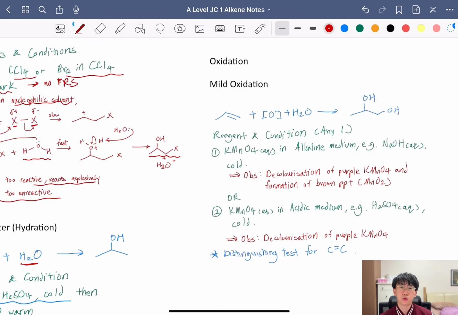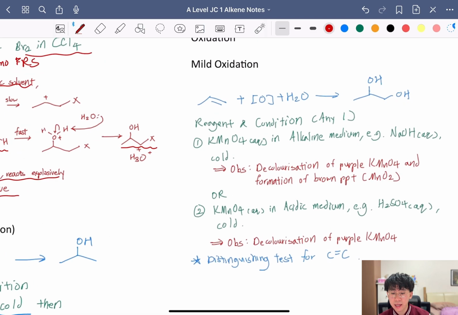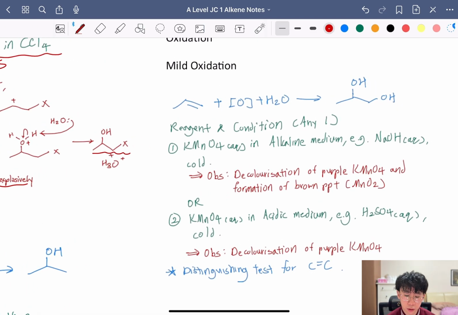Now moving on to other reactions that alkenes can go through. Alkenes can also go through oxidation. So a very popularly asked one is mild oxidation, where your alkene just has two OH added across the double bond. Very, very good distinguishing test for alkenes.